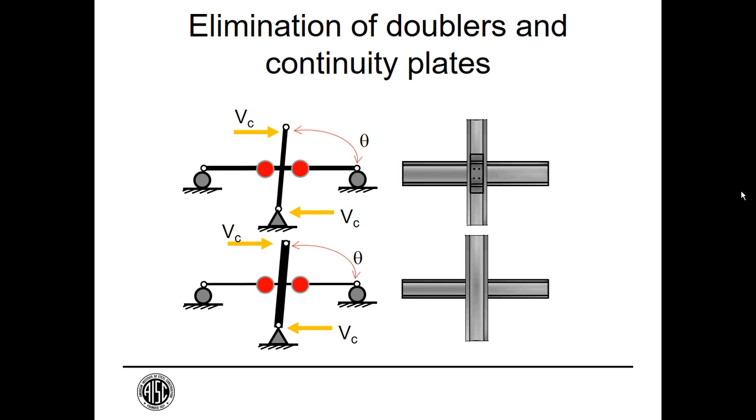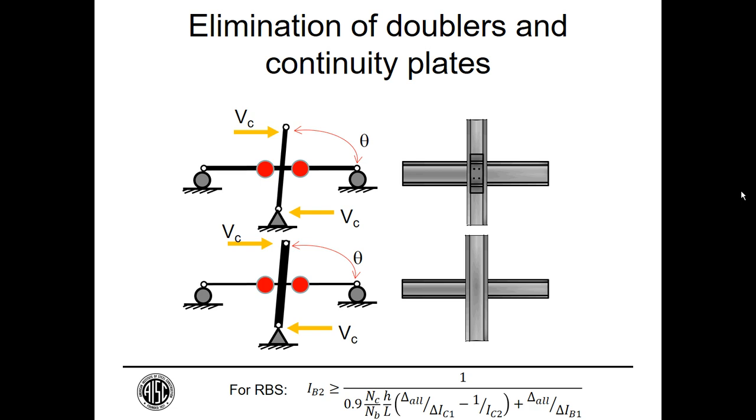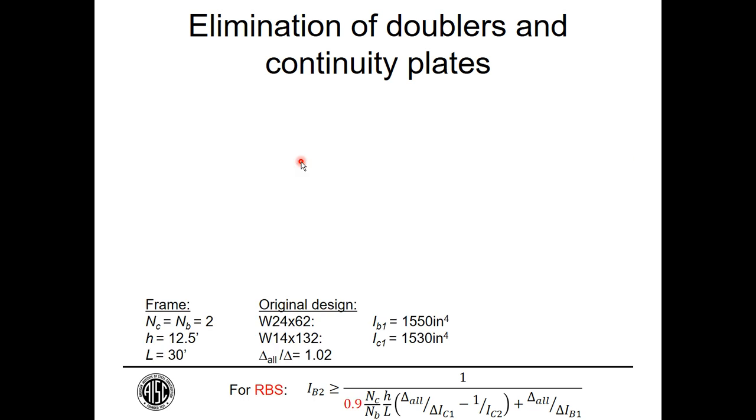And if I do a bit of algebra, I come up with this equation here, which has my first design of column and beam, and I compare the allowable displacement that I have to the displacement that I actually calculate. I can take advantage of any extra flexibility that I can permit myself. I can solve for the beam moment of inertia that I would need in order to have the equivalent stiffness for this subassembly compared to that subassembly. So that's what I did.